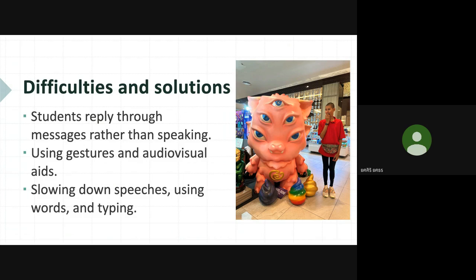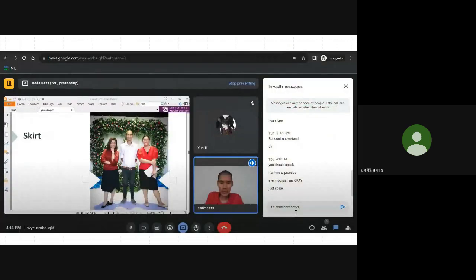And then I try to use audio visual aids. I search the internet to put up some pictures. When they appear not to understand, they look confused, so I slow down my speech, using words and typing back to them as well. Okay, this is what I try to do.